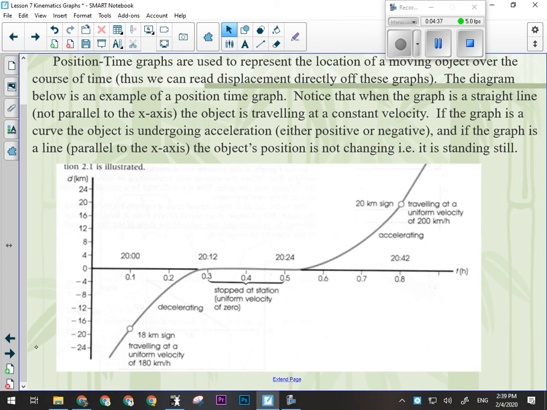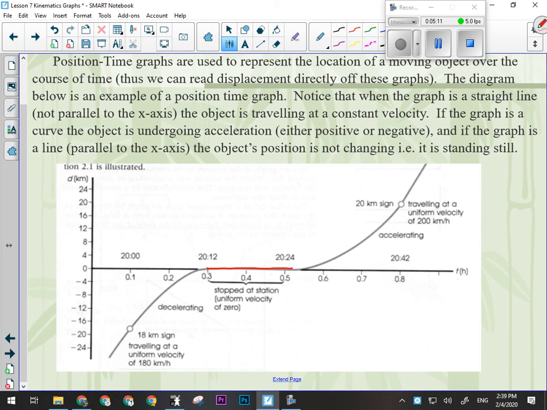zero. If the line is getting flatter and flatter and flatter, it means it's not going as far each second as it did the second before. And the only way to do that is to go slower and slower and slower until you're eventually stopped. How do I know that object is stopped? Yeah, its position isn't changing. It stays at a position of 0 for 0.2 hours, while it's stopped at a train station or something. Everybody all right with that idea?